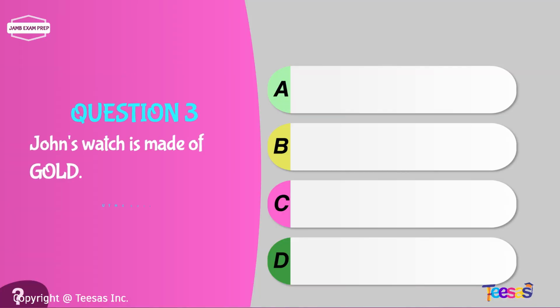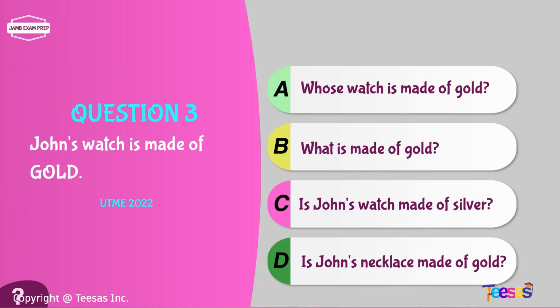Question 3. John's watch is made of gold. The answer will be option C. Is John's watch made of silver? In this question, emphasis is laid on the word gold.